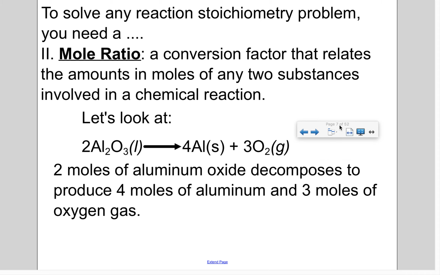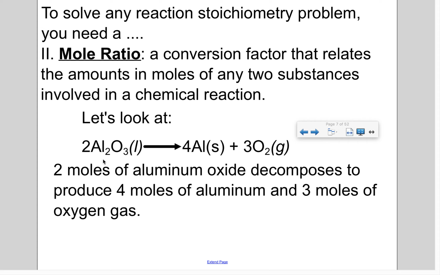So to solve any stoichiometry problem, you need a mole ratio. And that is why this lesson is solely about figuring out mole ratios. It's going to be your conversion factor. You're going to figure out the amounts of moles of any two substances and figure out the proportion between the two.